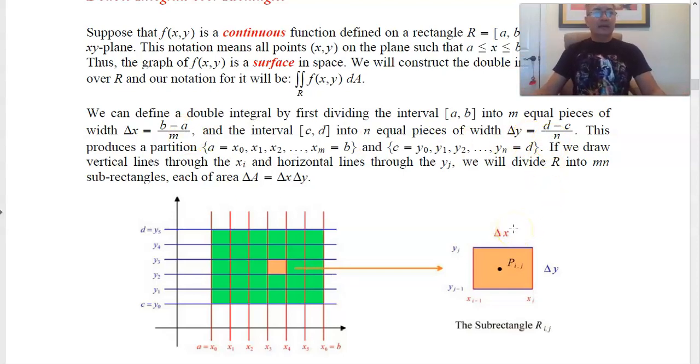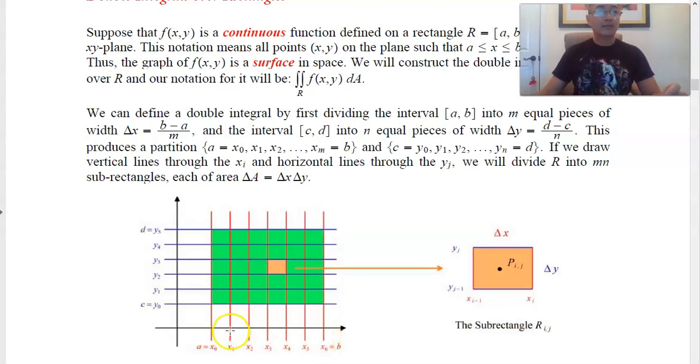Okay, all right, so as before, that means that our interval is going to be partitioned into sub-intervals from x0 to x1, x1 to x2, and so on. And of course, these xi's are all separated by delta x.